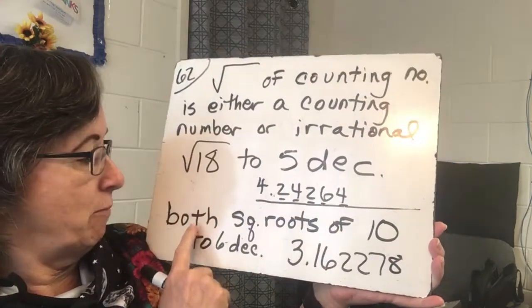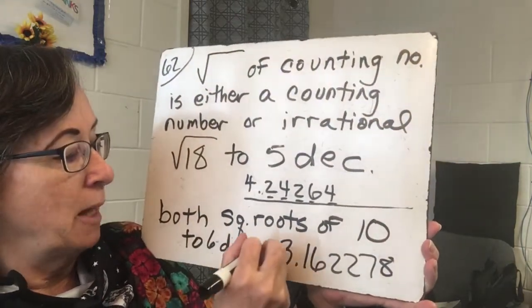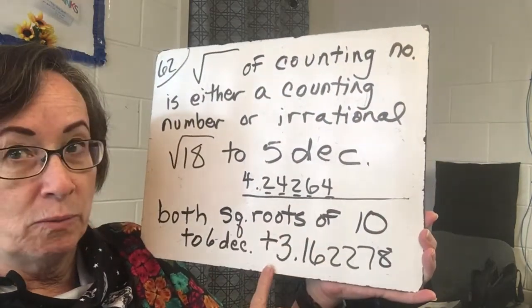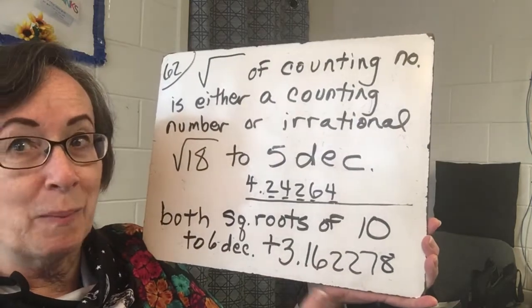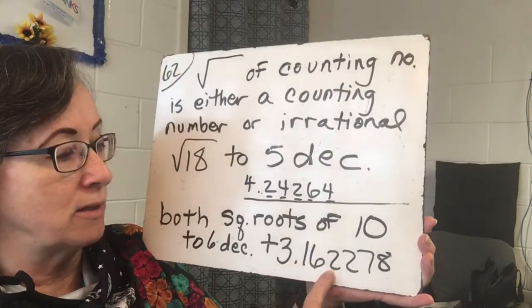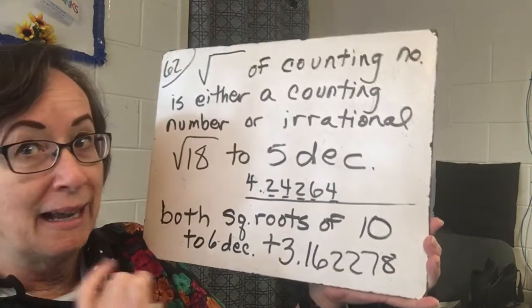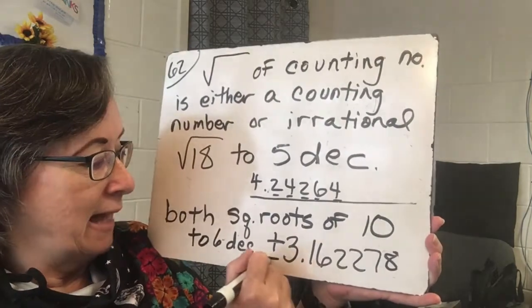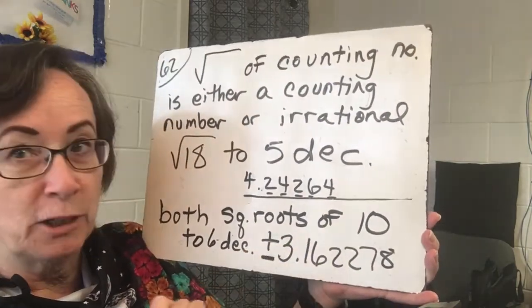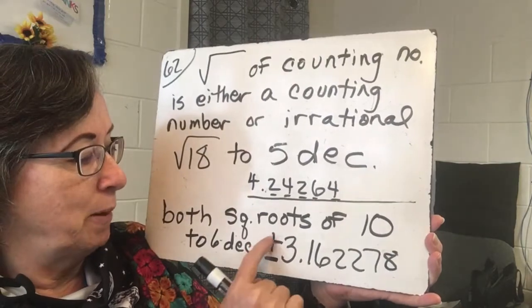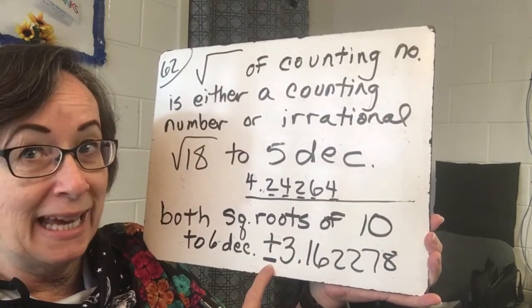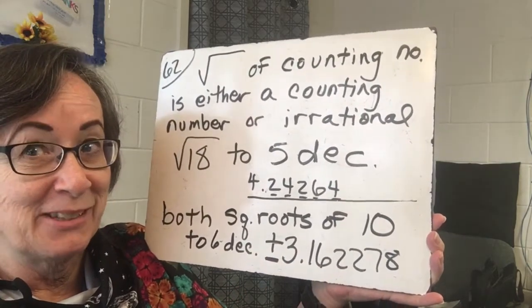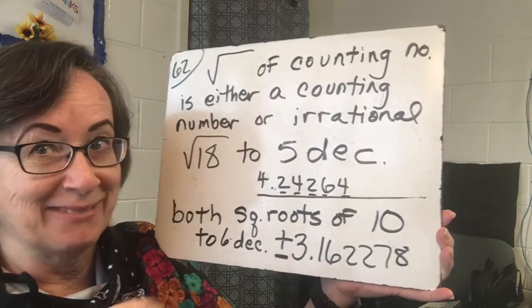But it said, remember, both square roots. So plus 3.162278 would be one of them. The other one would be minus 3.162278. Now let me show you that in math sometimes we get a little bit lazy and we put plus and minus in front and it means both of them. So that's a quick little shortcut.